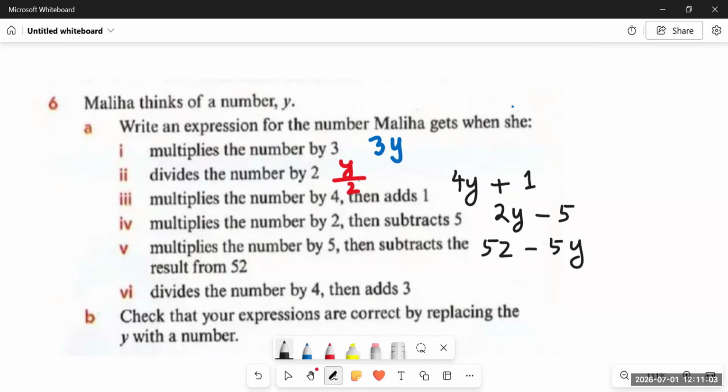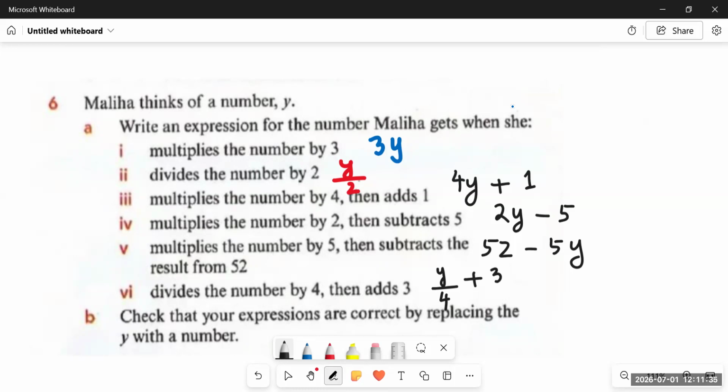Okay. Next, we are having part 6, divides the number by 4. So it's y upon 4. Then add 3. So it will be plus 3. Divides the number, the number is y. So it's basically divides y by 4. So it's y upon 4. And then add 3. So it will become plus 3. Okay.